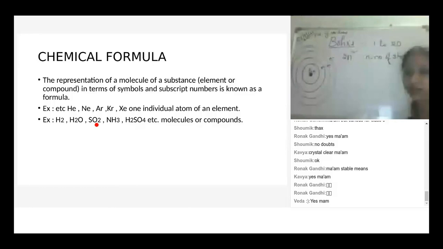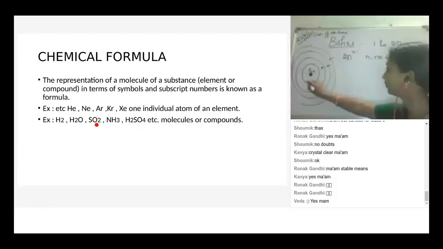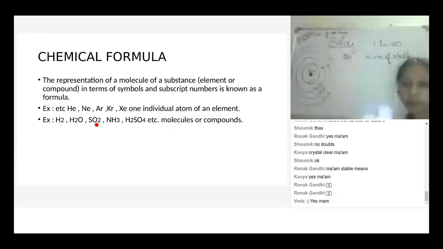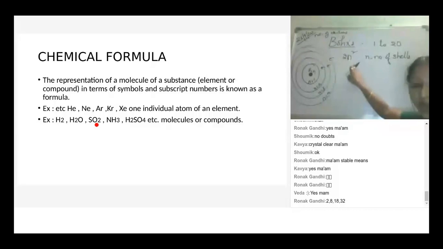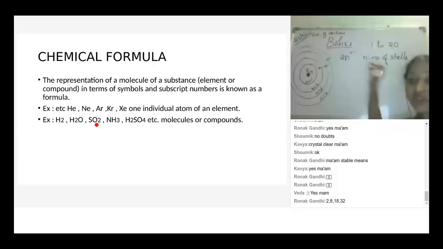These electrons are present outside the nucleus in a definite path. These are the shells. We can give numbers to the shells. The one nearest to the nucleus is shell 1, then n is equal to 2, n is equal to 3, n is equal to 4. Here n is equal to the number of shells. By using the 2n square formula, we find the vacant places present in the shells or orbits.